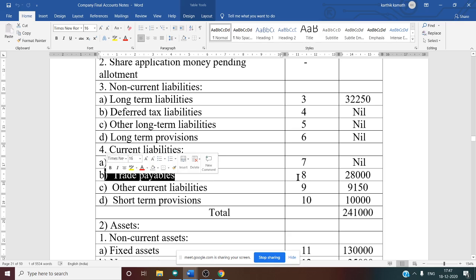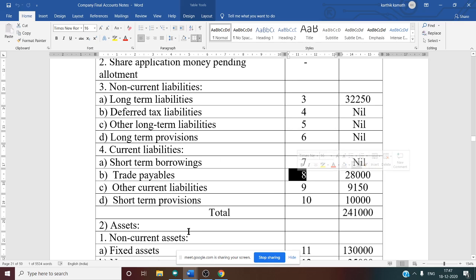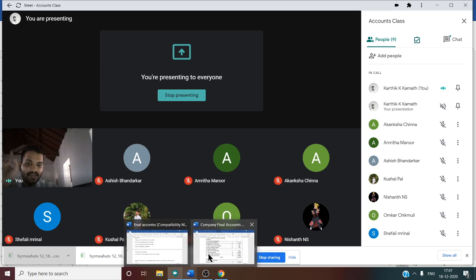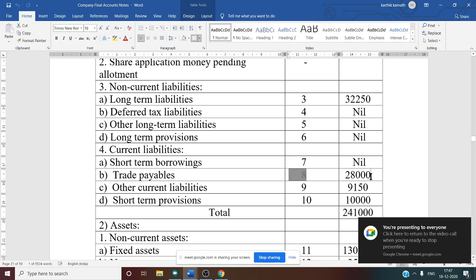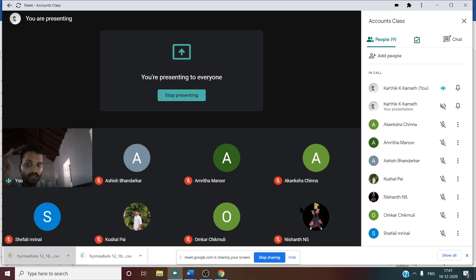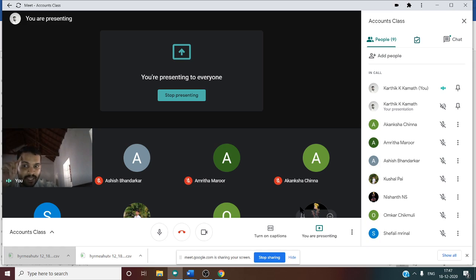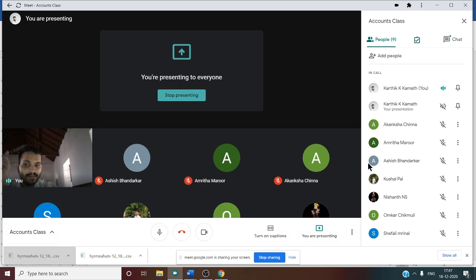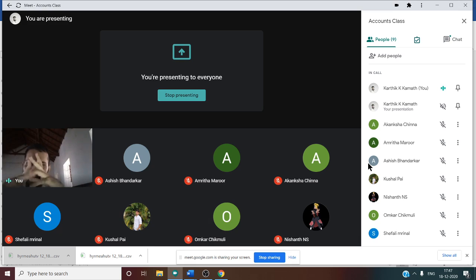Then trade payable, working note number 8. Here trade payable means a creditor information. Creditor information we have written 28,000, so that you are going to write. Other current liability, that is working note number 9. What and all information in this question can you remember now? Other current liability, what and all we have taken, can you tell me? Yes, other current liability, three information is there. Other current liability, can you tell me now?